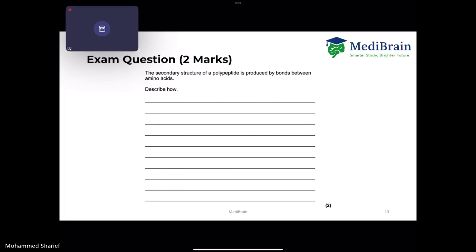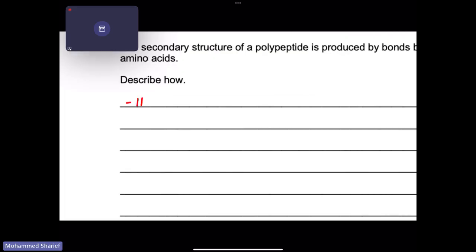Okay, next question. This is our penultimate question. It says the secondary structure of a polypeptide is produced by bonds between amino acids. Describe how. Okay, first of all, what bonds are present? If we're talking about the secondary structure, what bonds are present? There's only one bond which is present, and that is hydrogen bonds.